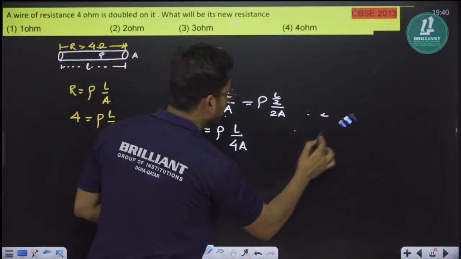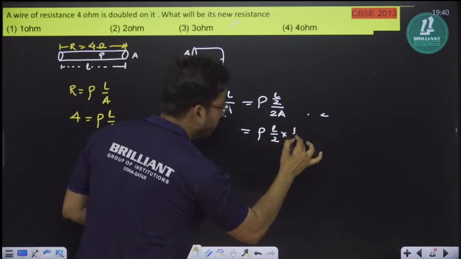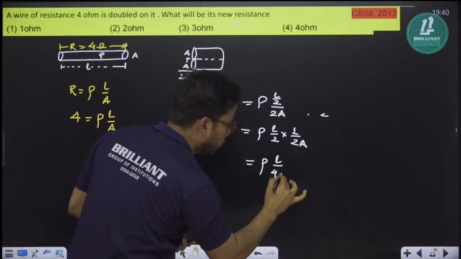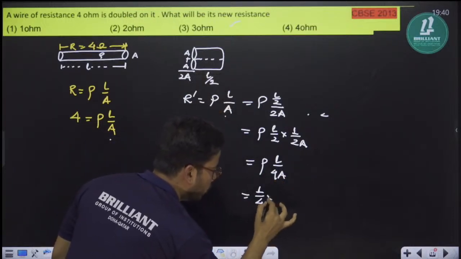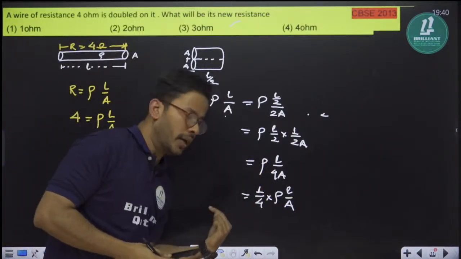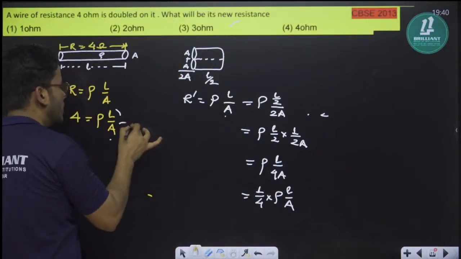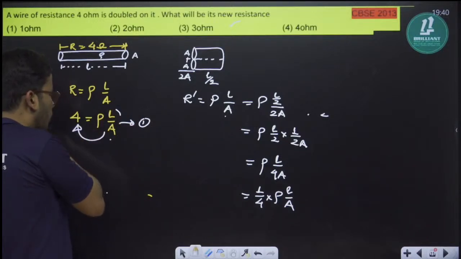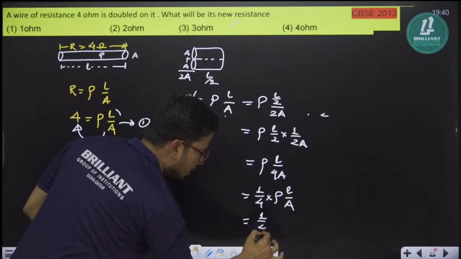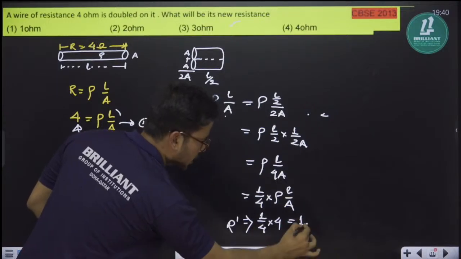What happened here? Those who didn't get me, I'll just explain it once again. Don't worry. So rho L by 2 into 1 by twice A. This value got reciprocal, right? So it's going to be rho L divided by 4 times A. And I will take 1 by 4 into rho L by A. I took out 1 by 4 outside, and what is left over? Rho L by A. Why am I arranging this? Because I know equation 1, which is rho L by A, equals 4. So this entire rho L by A, I will replace with 4. Here I go. My answer is 1. Resistance R dash, SI unit is ohm.